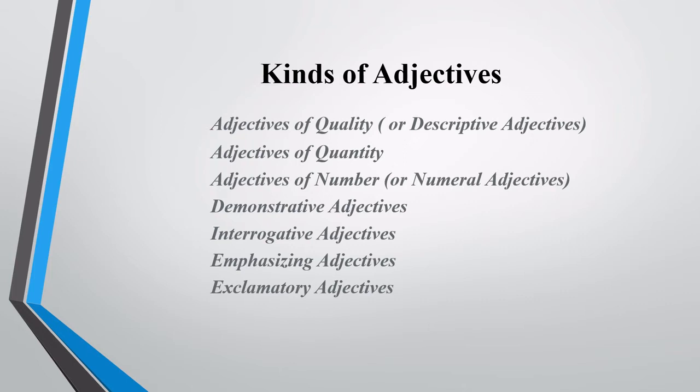There are several kinds of adjectives: adjectives of quality or descriptive adjectives, adjectives of quantity, adjectives of number or numeral adjectives, demonstrative adjectives, interrogative adjectives, emphasizing adjectives, and exclamatory adjectives. Likewise, adjectives can be categorized into many classes, but in this session, we will talk about only a few of them.